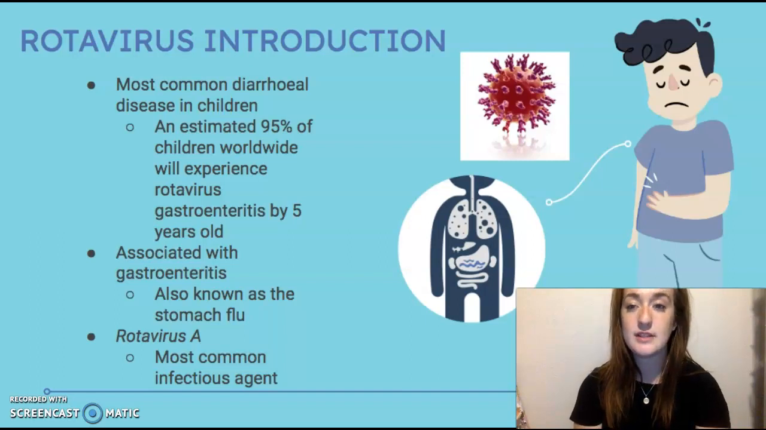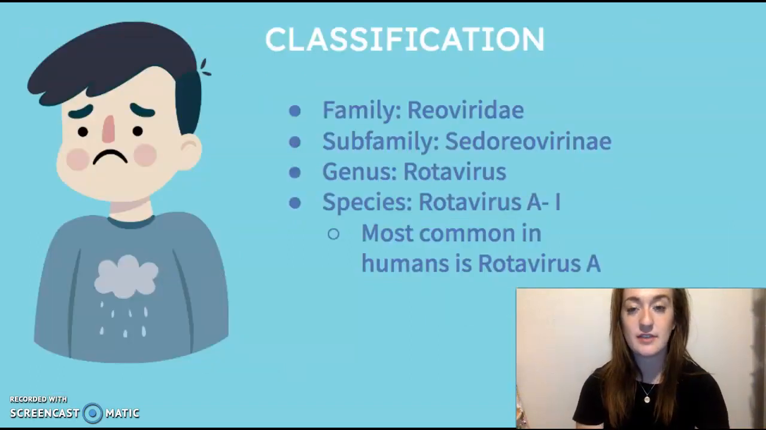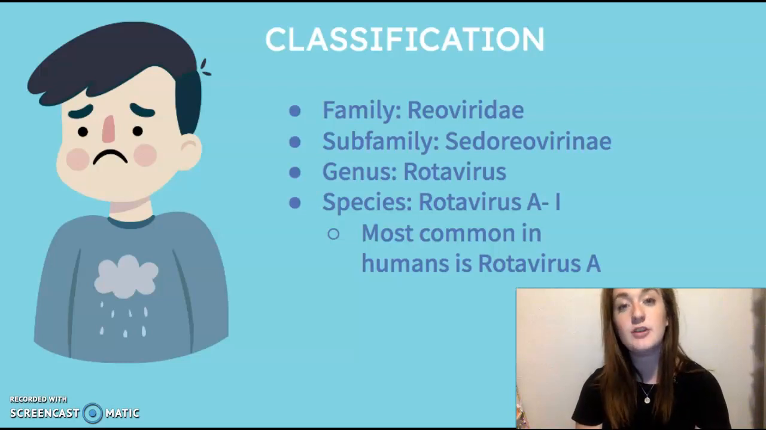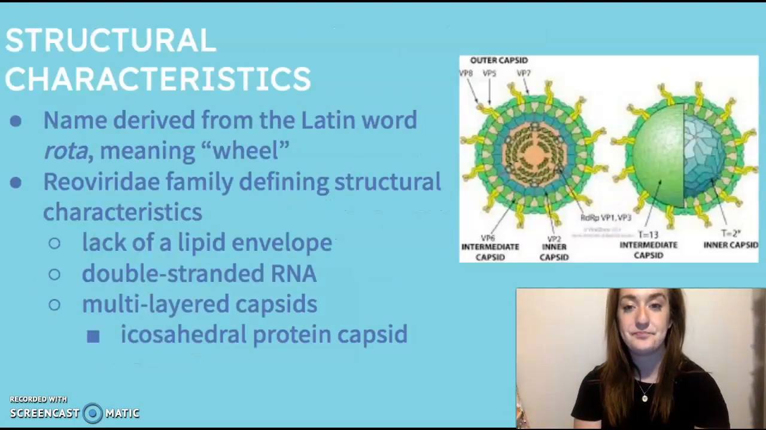And to go more into that, we can see the classification for the virus. So it is of the family Reoviridae, and we'll go more into the structural characteristics of that family in the next slide. We can see that the genus rotavirus has multiple different species, A through I. However, the one that is most commonly the infectious agent in humans is rotavirus A.